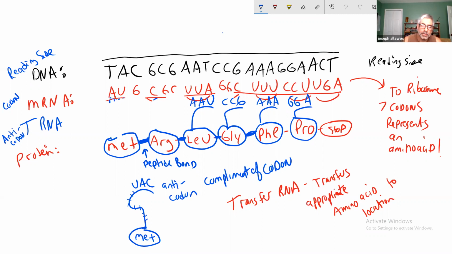So that's how proteins are made, right? They're made in the ribosomes. The recipe's in the DNA. The recipe is transcribed by messenger RNA, right? The ribosome then translates that recipe into making a protein using transfer RNA to bring the appropriate amino acids to their appropriate location. All proteins will start with met, and they'll all end with stop, okay?